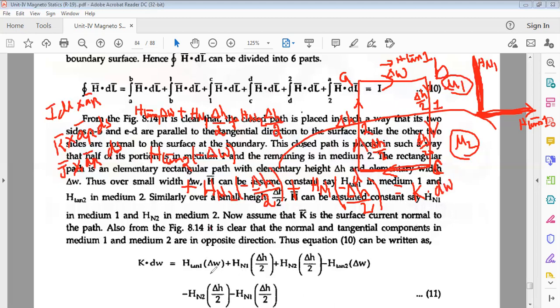Understood, my dear students? All the integrals of how I wrote. Because A, B and the CD are parallel, whenever you take the integral, the H value is a tangential component. BC and the DA are normal components. And that depends upon the direction. You can take one as positive, another one as minus.